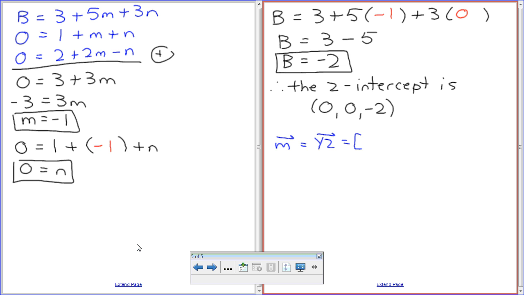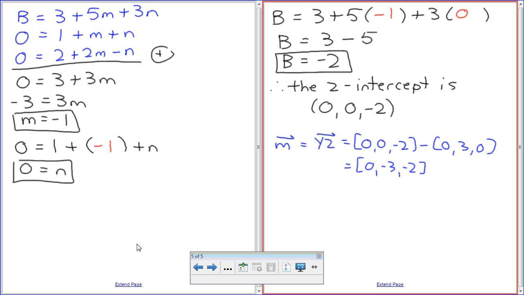So it's going to be 0, 0, negative 2, minus 0, 3, 0. That's okay? Is that right? That's right, right? Which turns into 0, negative 3, negative 2.